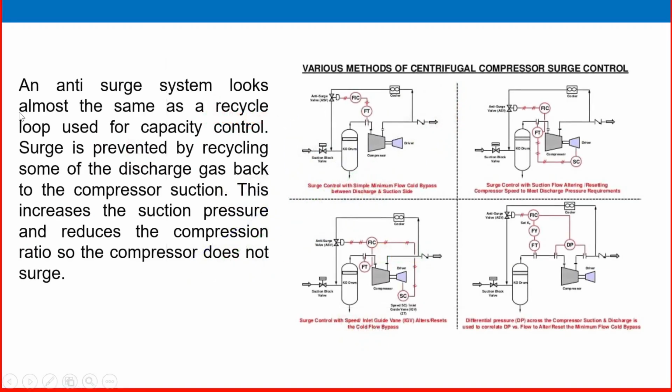An anti-surge system looks almost the same as a recycle loop used for capacity control. Surge is prevented by recycling some of the discharge gas back to the compressor suction. This increases the suction pressure and reduces the compression ratio, so the compressor does not surge. Various anti-surge methods are shown here in simplified diagrams and control systems.